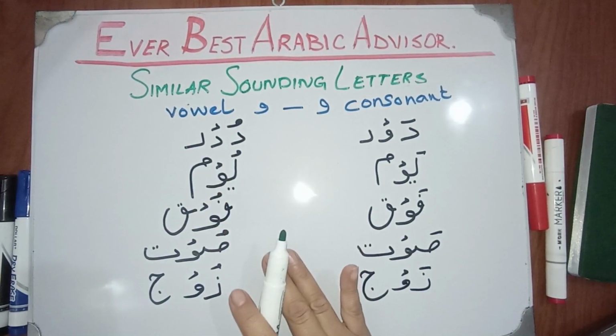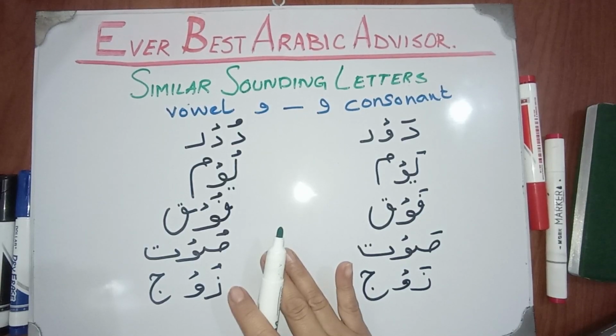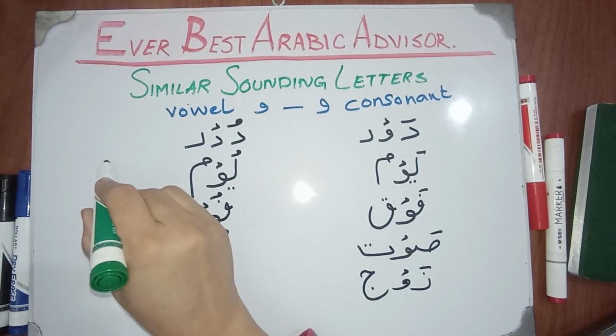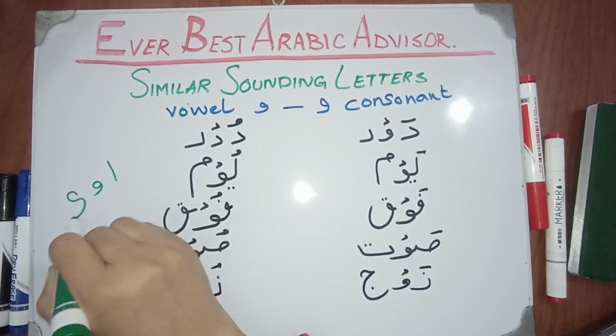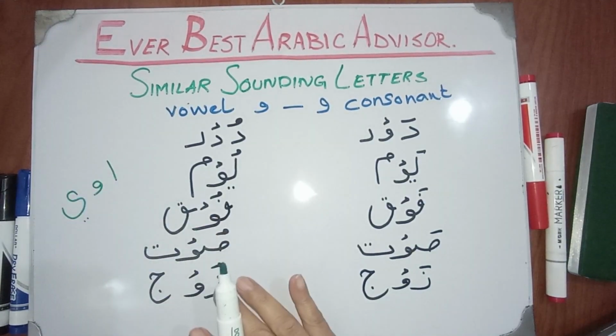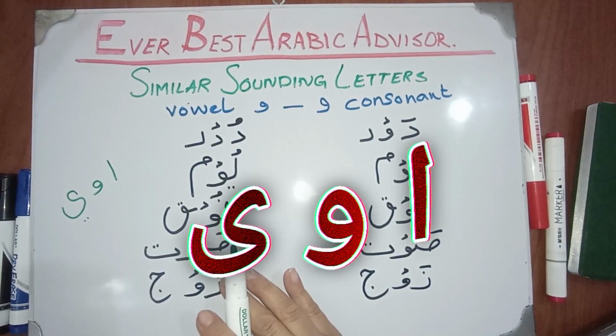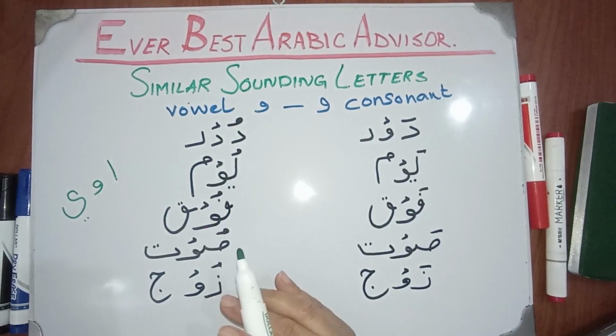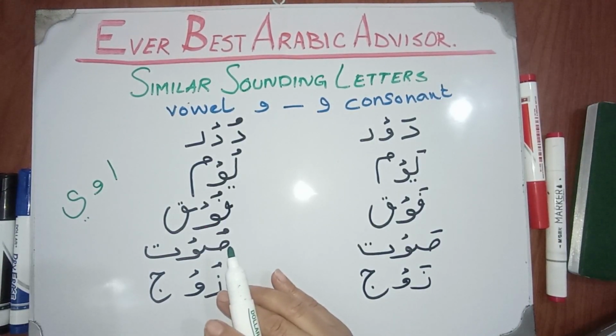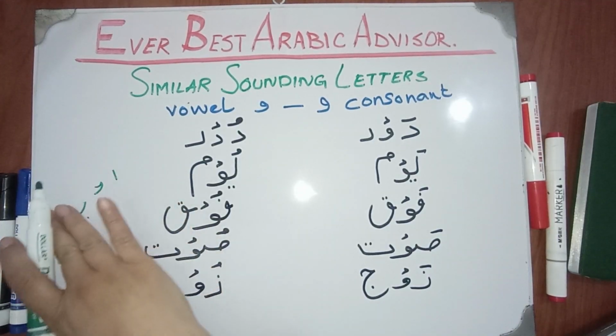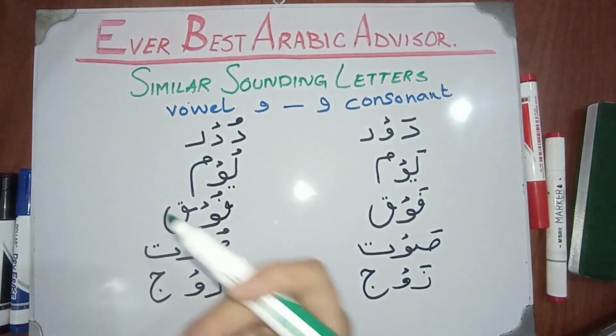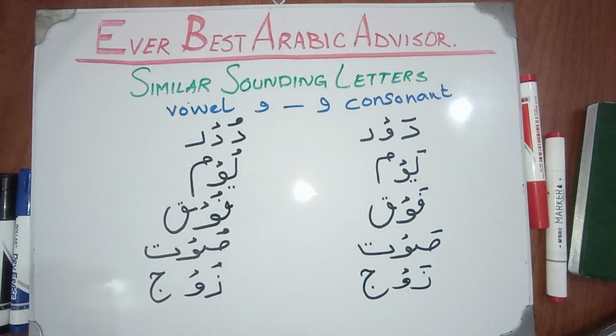In Arabic, three letters are both consonant and vowel depending on the position and the sign they have. These are alif, waw, and ya. These letters are vowels or consonants depending upon whether they have kasra, dumma, or fatha, which are signs in Arabic. So here we are learning waw as a consonant and as a vowel.